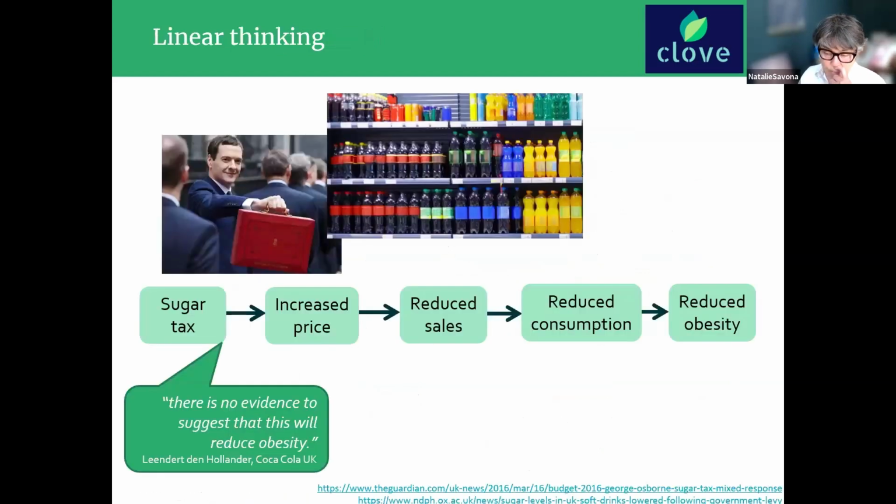This is another example. Many of you will know that there is a tax on sugary beverages in England. And when it was first announced, that we'll have a sugar tax, the very linear way of thinking is, great, there'll be a sugar tax, prices will go up, people won't buy so much, they won't consume so much, and on a population level, obesity will be reduced.